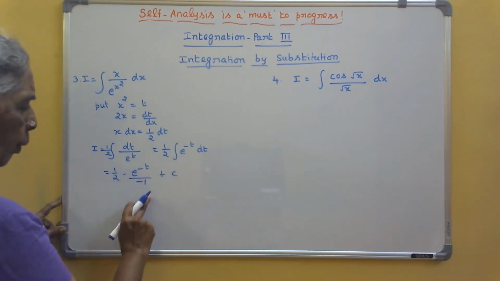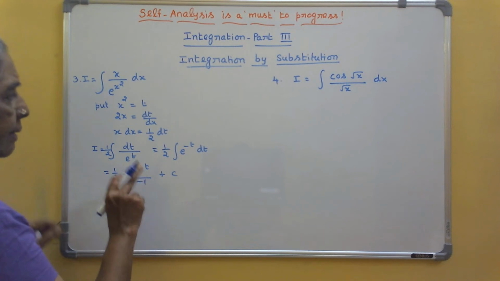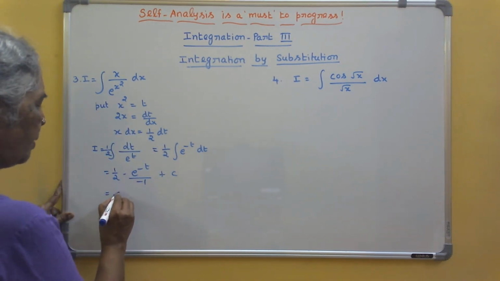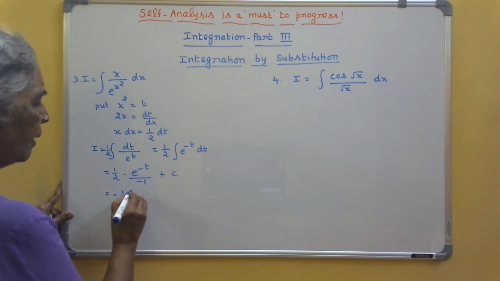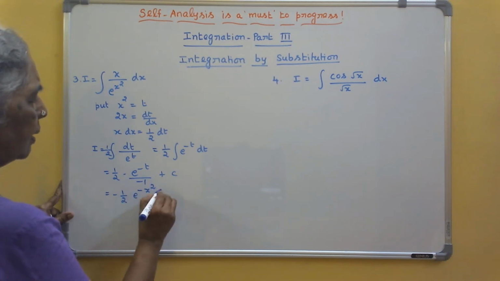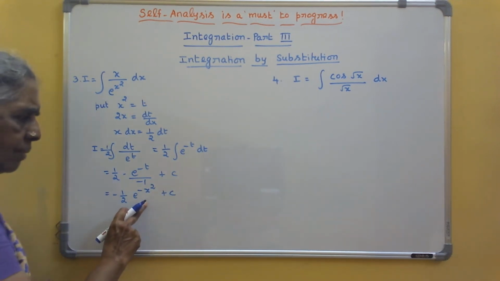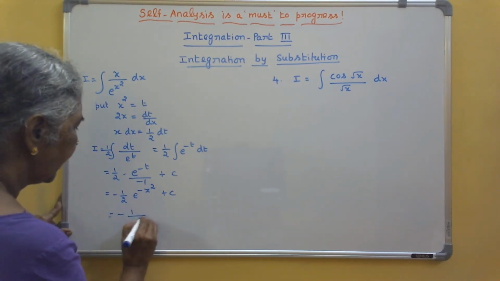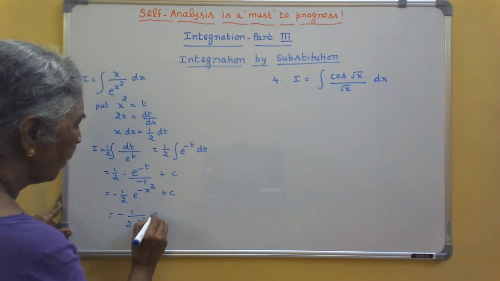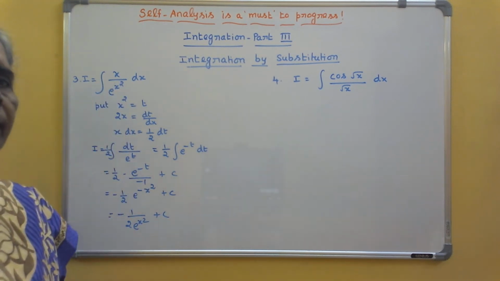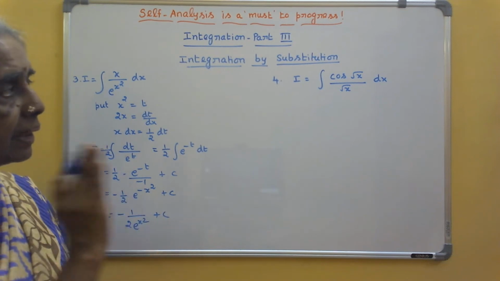Now let us write it properly. And then let us replace t by x squared. So this minus, so I can write minus 1 by 2. Okay. Then e power minus x squared plus c. I can leave it like this, or I can write this in the denominator as e power x squared. That is, I will be getting minus 1 by 2 e power x squared plus c. Okay. So in the third one, we have substituted the exponent as t. Let us see the fourth sum.